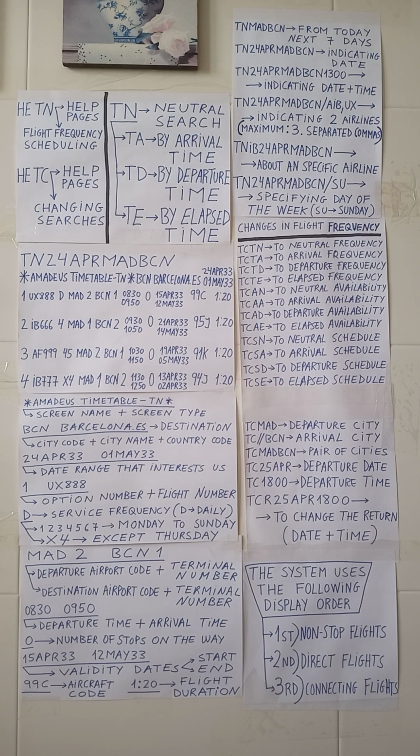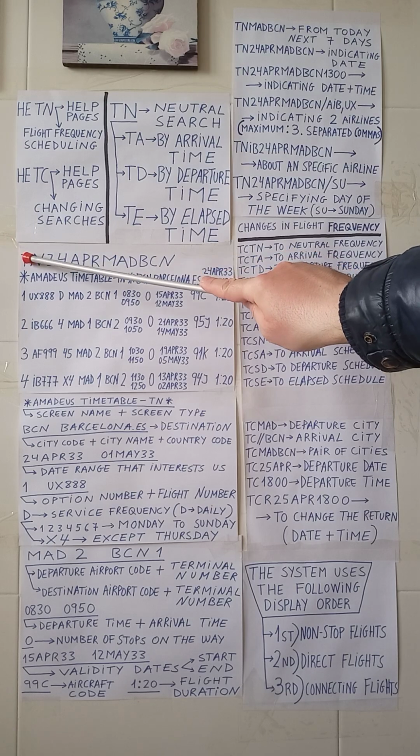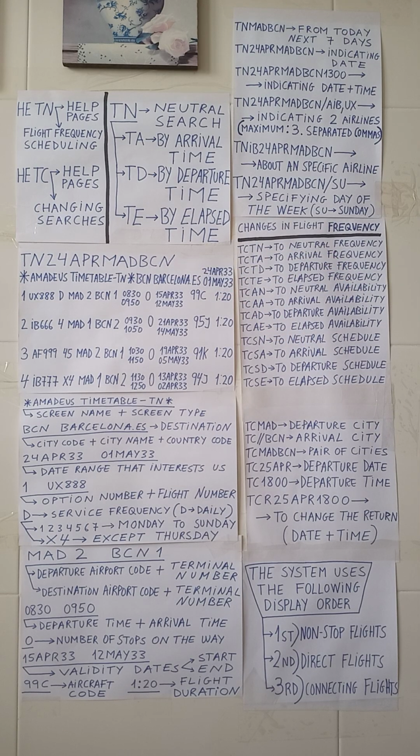I said that above we have the question that we put to Amadeus through the TN24 APR MAVBCN transaction. TN is the code that is used to initiate the transaction. 24 APR is the abbreviation of April 24. MAV is the abbreviation for Madrid. BCN is the abbreviation for Barcelona.